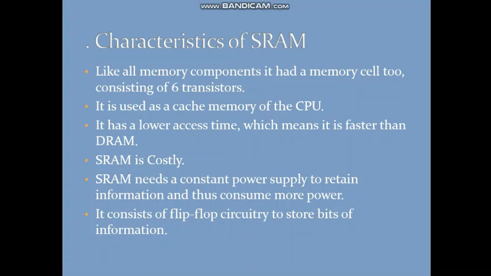Now, characteristics of SRAM. Like all memory components, it has a memory cell that consists of 6 transistors. It is used as a cache memory for the CPU. It has a lower access time, which means it is faster than DRAM. SRAM is costly and needs a constant power supply to retain information and thus consumes more power. It consists of flip-flop circuitry to store bits of information.